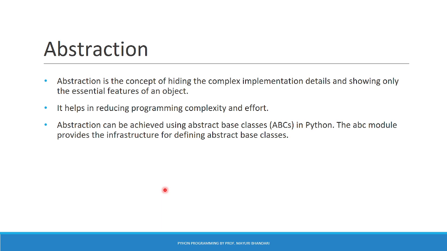And the next key concept of object oriented programming is abstraction. So what is abstraction? Abstraction means hiding the complex or confidential implementation of the class and showing only essential features. So in Python, abstraction can be achieved using abstract base classes. Okay.